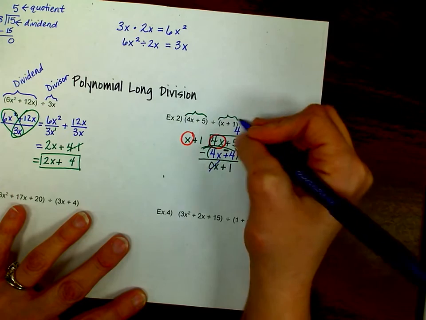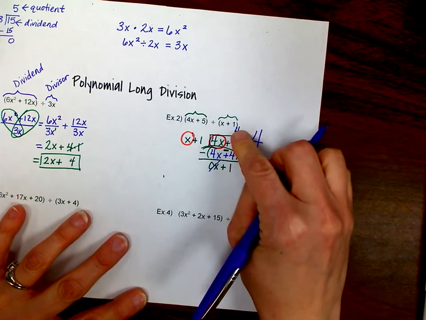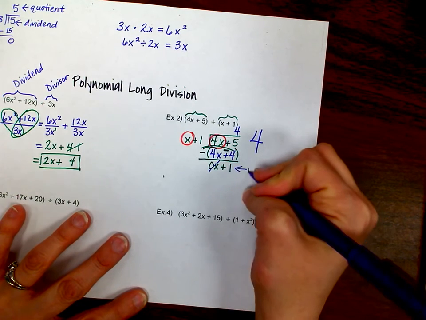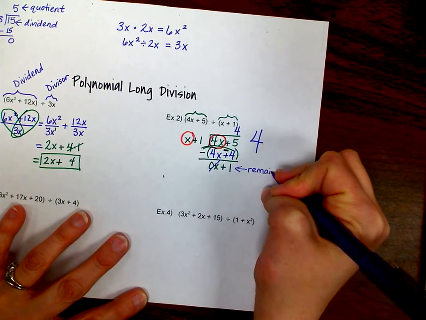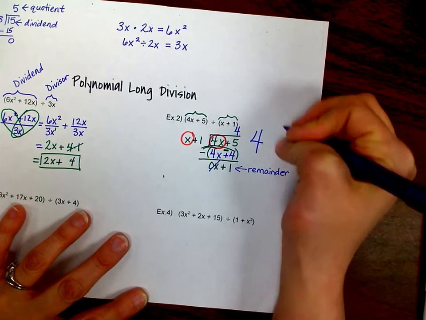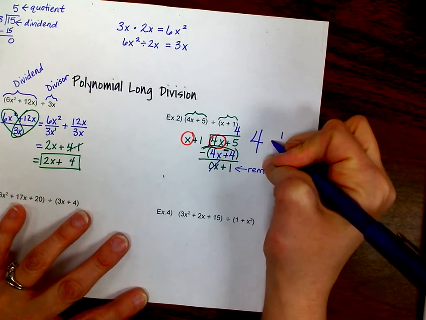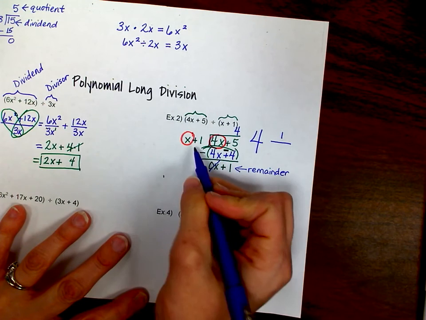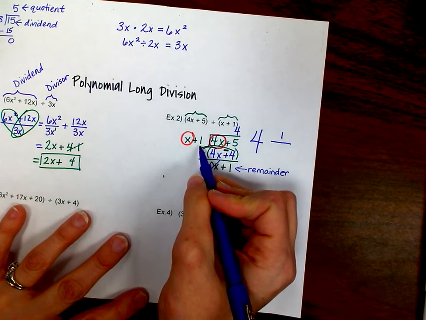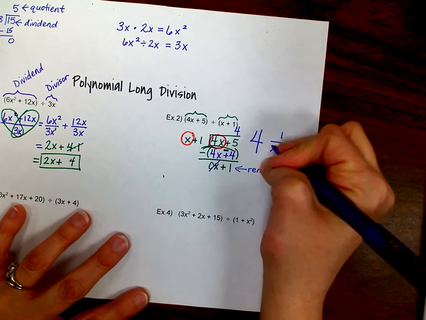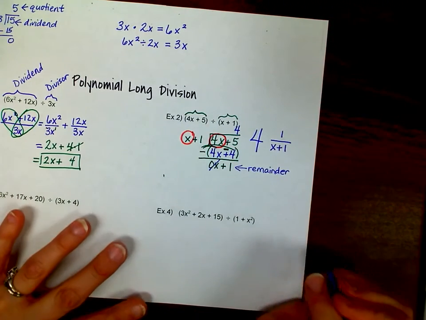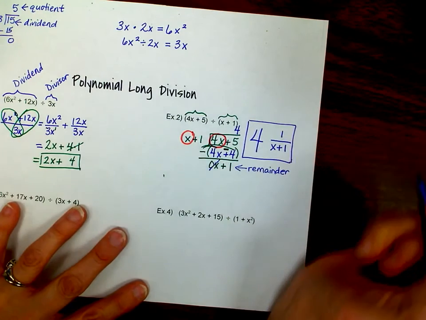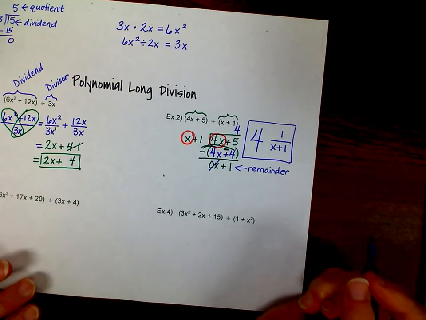So the resulting answer is 4 from what you see up here on top. The remainder is right down here. So what we're going to do is take that little remainder and create a fraction with it. So what we have is 4 and then 1 left over out of x plus 1 that we were trying to fit. So we're going to put the x plus 1 as the denominator of this problem. And so you actually have a fraction with variables in it.